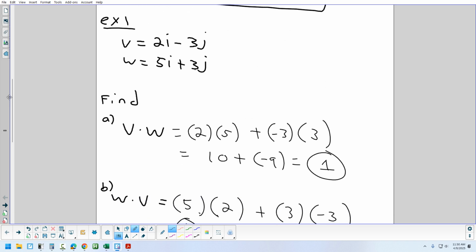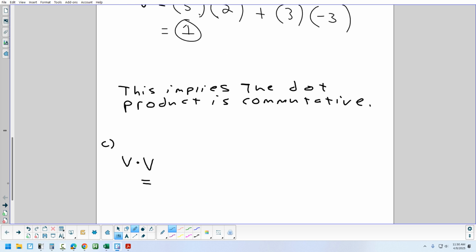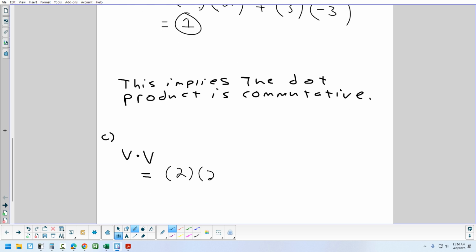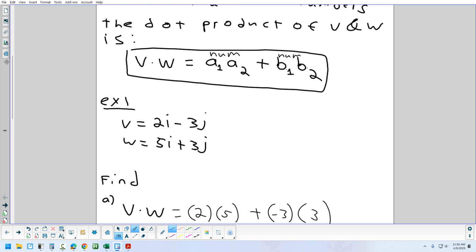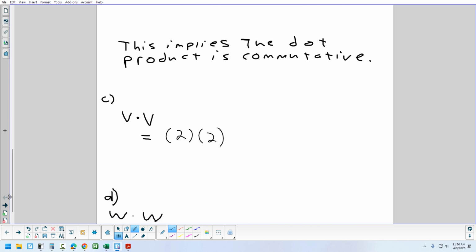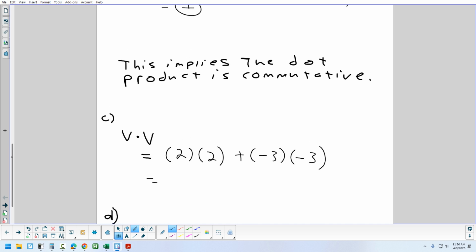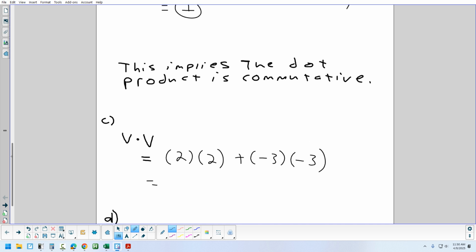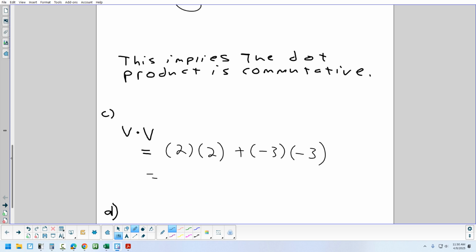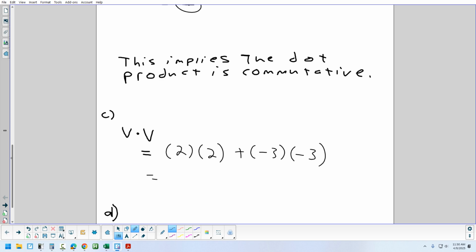How am I going to set that one up? 2, and then negative 3. So 2, 2, it's the same number twice, and then plus 3 times negative 3 and negative 3. Okay, so what's the dot product of V with itself? 13. So yeah, 2 times 2 gives you 4. Negative 3 times negative 3 gives you 9. And then when you add them up, you get 13.